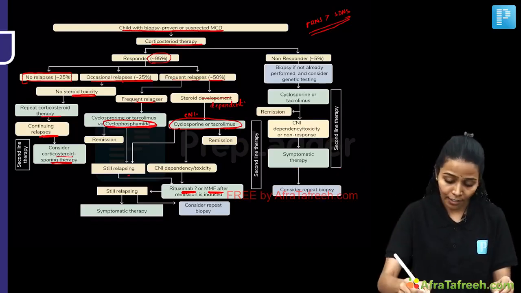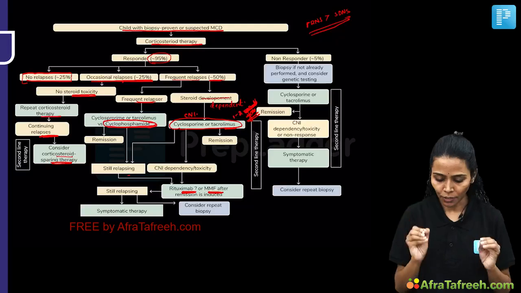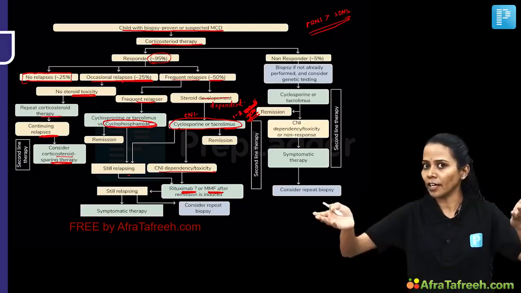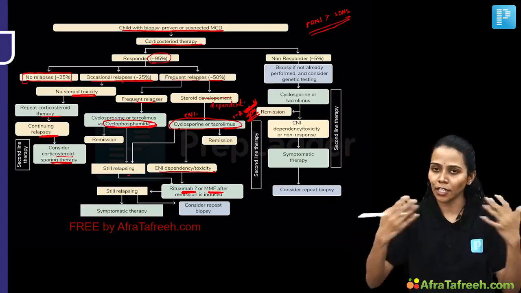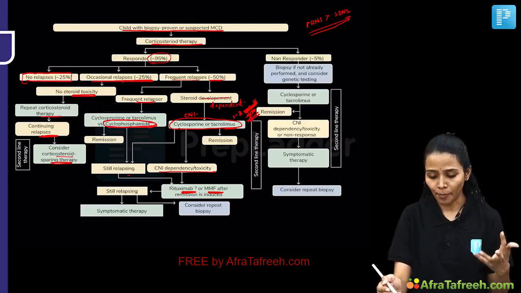Once CNI is started, it is to be continued for 1 to 2 years. Okay, 1 to 2 years it will have to be continued. Now, if the child develops CNI dependence, that is after 1.5 years, you're trying to taper, again the child goes into relapse, then consider the third line, which is rituximab or MMF.